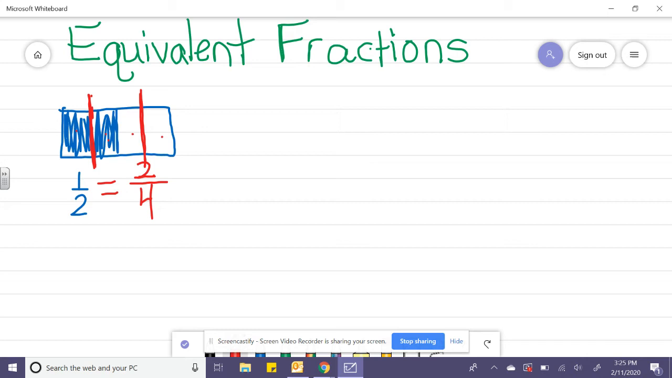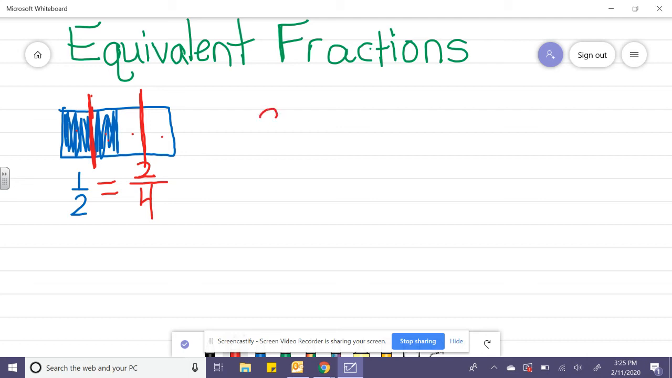If we wanted to keep going with that and figure out another equivalent fraction, we could keep cutting our pieces in half and find out even more. That is called the area model. The next one I'm going to show you is the multiplication model.